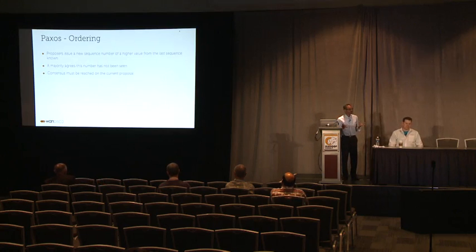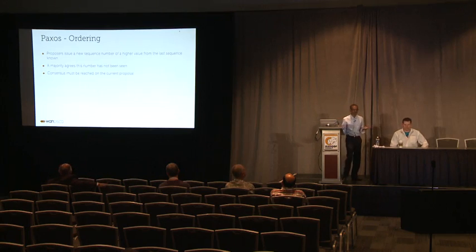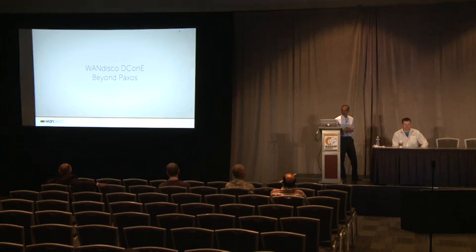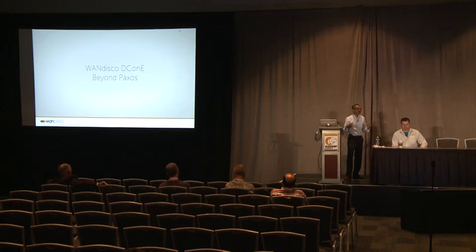So in brief, ordering is achieved by proposers issuing a new sequence number of higher value than the last sequence known. A majority agree that this number has not been seen, and then consensus is reached on that current proposal. I want to spend a few slides explaining the enhancements we've made to Paxos. This is relevant in many regards because Paxos by itself is a mathematical proof of a new way of writing servers, but to make it useful, a lot of additional functionality needs to be added.